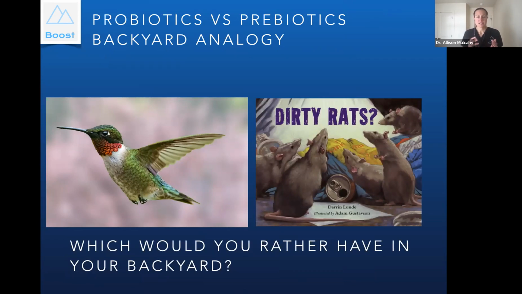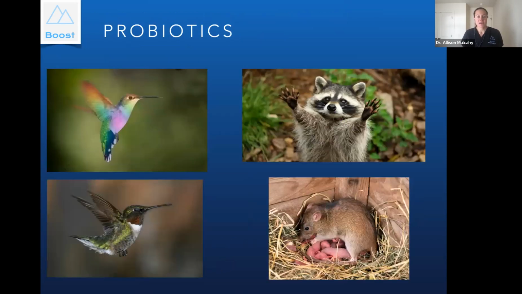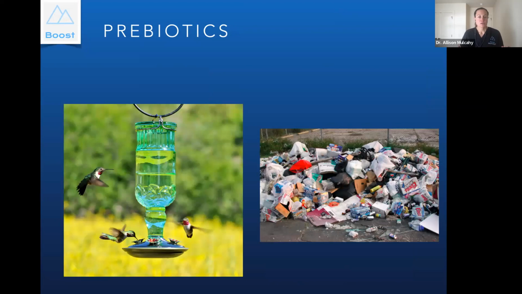And the analogy I like to use is, which would you rather have in your backyard? Would you rather have hummingbirds or would you rather have rats? In this analogy, the probiotics are the hummingbirds or the rodents. If you release a bunch of hummingbirds or a bunch of rodents in your backyard, those are like the probiotics. But if you just release them and you don't feed them, they're not going to stay there. So the prebiotics are the food.